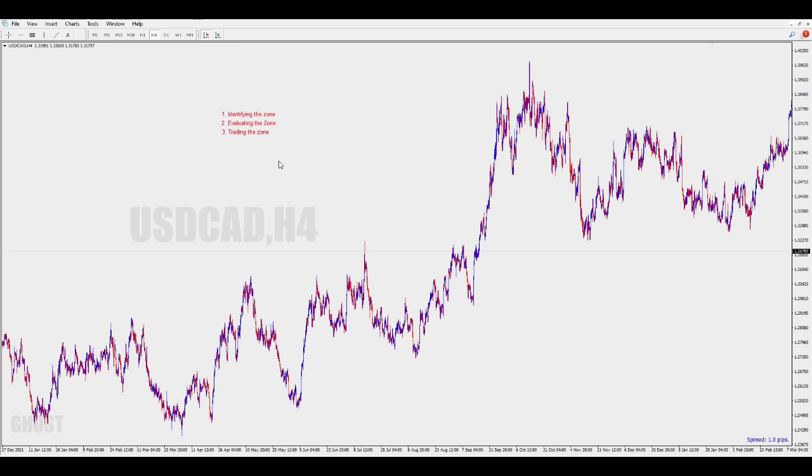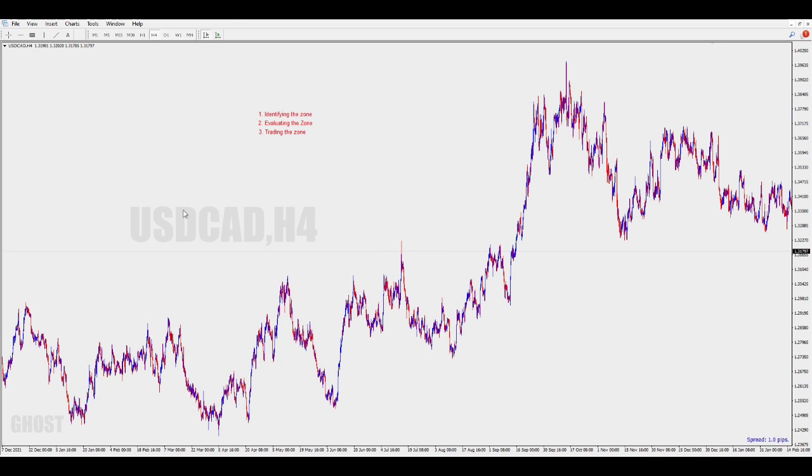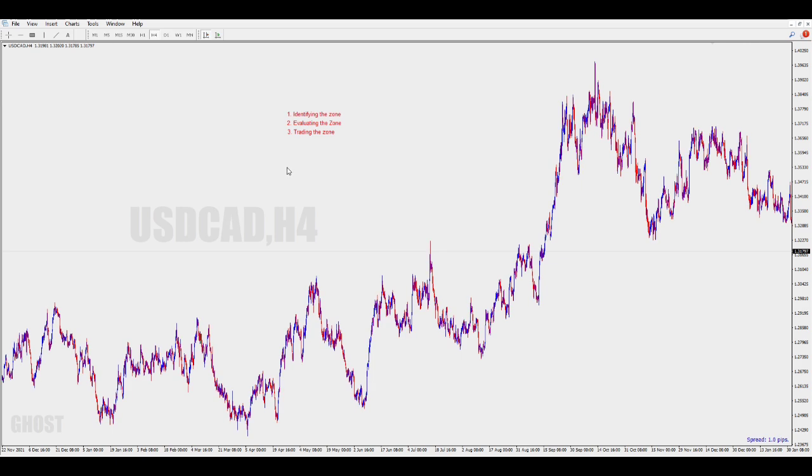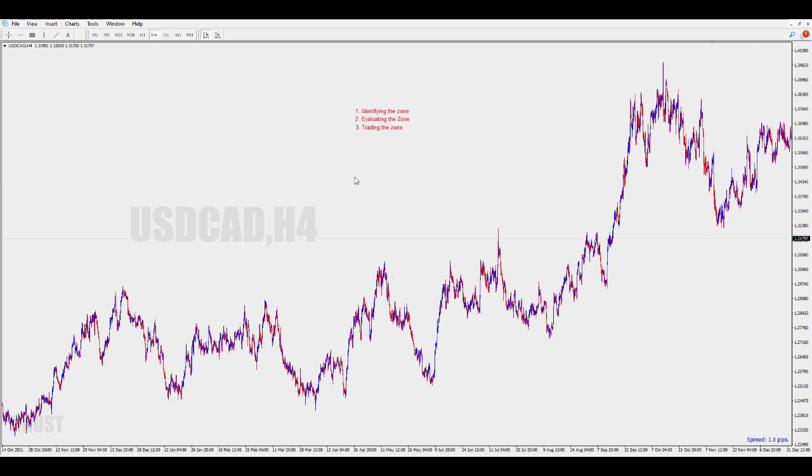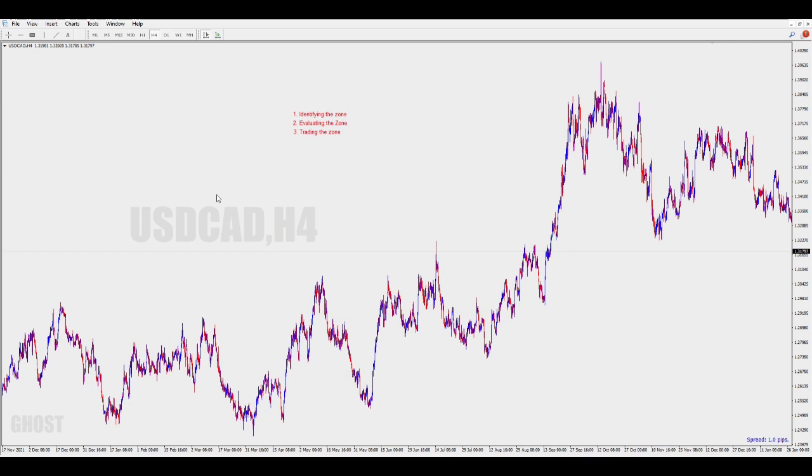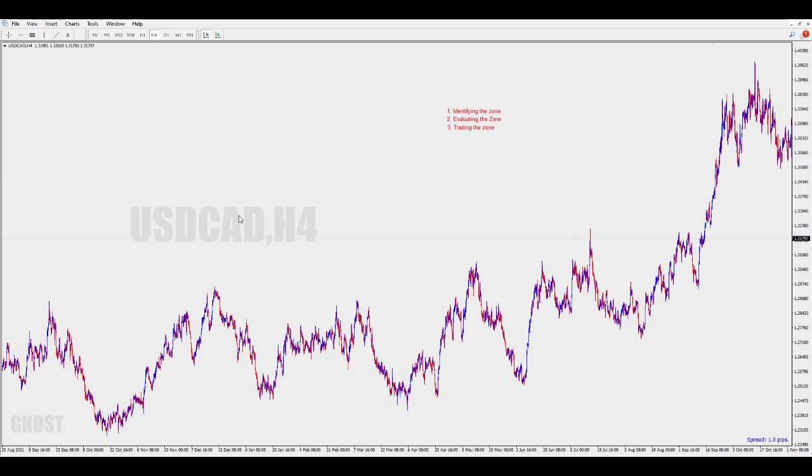I pretty much have a three-step checklist here, 1, 2, 3, right? Identifying the zone, evaluating the zone, and trading the zone. So we are first going to start from identifying the zone. Identifying the zone is fairly easy. It depends on if we are in an uptrend or a downtrend.